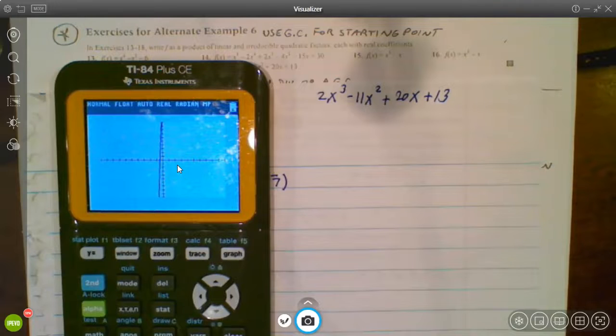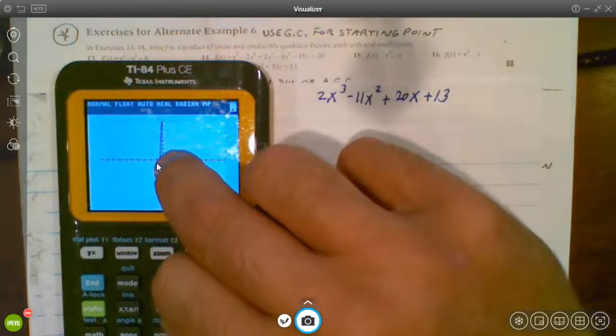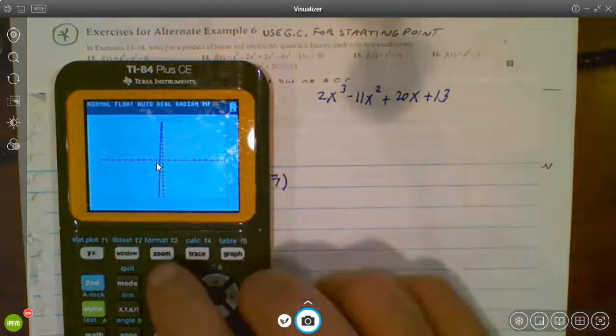Let's see what we get here. Based on this, and it's always possible that my window's not big enough, so I could extend my x maximum and my x minimum. However, I'm pretty confident that this is the only real zero in the problem. Based on that, I'm going to zoom in on it because I want you to see something.